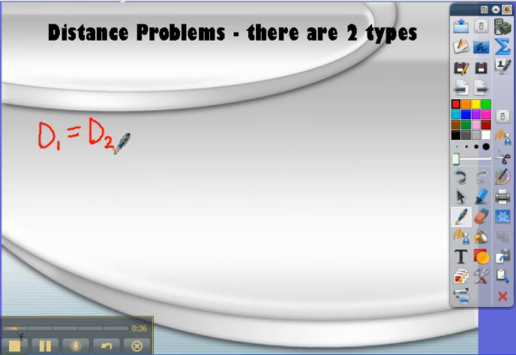Or another type might be where you are headed towards each other. And you don't necessarily know that your distances are the same because one's maybe going faster, but you do know that your total distance is given. So it would be the scenario where you take your distance plus the other guy's distance that's coming towards you, and it equals some total amount that's given to you. So each time you're going to set either your distances equal or add them up and set them equal to a total. So let's try one.